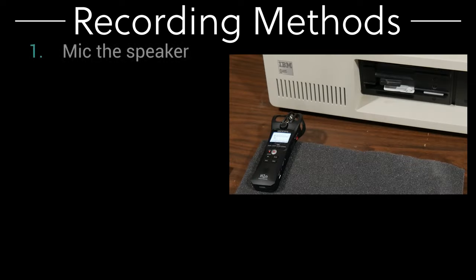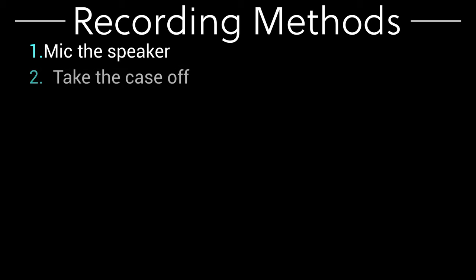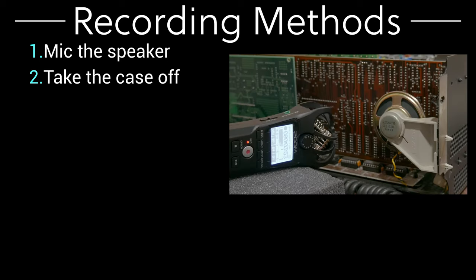I mentioned 5 methods in the intro just now, but we're actually going to cover 7 methods, all of which don't require building an amplifier circuit or permanently modifying your hardware. Number 1, record the good old-fashioned way by pointing a microphone directly at the speaker from outside the computer. Number 2, point a microphone at the speaker, but with the case removed to get a clearer sound.